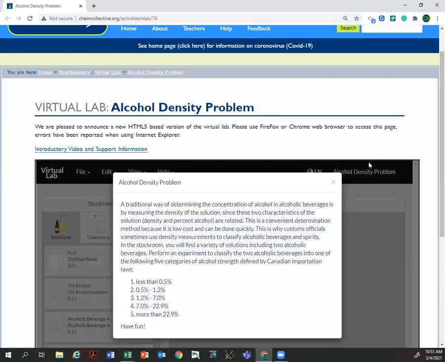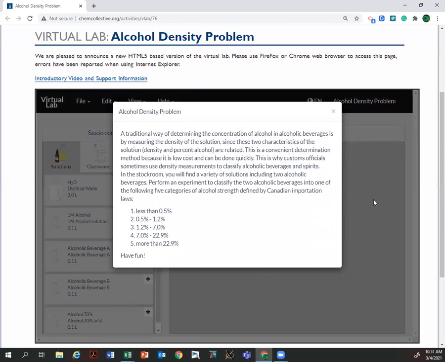So in this virtual experiment, you will perform an experiment to classify the alcoholic content of two alcoholic beverages. And once you find it, you want to classify it according to one of these five categories of alcohol strength defined by the Canadian importation laws.